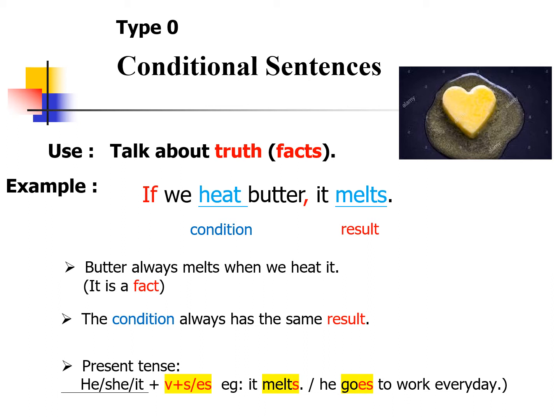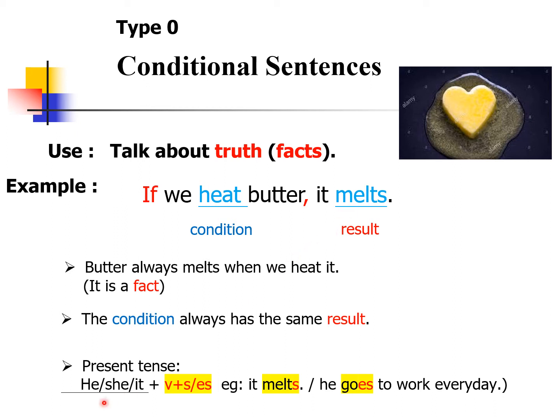So when do we use it? We use type 0 when we talk about facts or the truth, things that are true, where the condition always has the same result. If we heat butter, it melts. It's always true. It's a fact. Notice, can you see it melts? As you can see, for type 0, the tense is present tense.